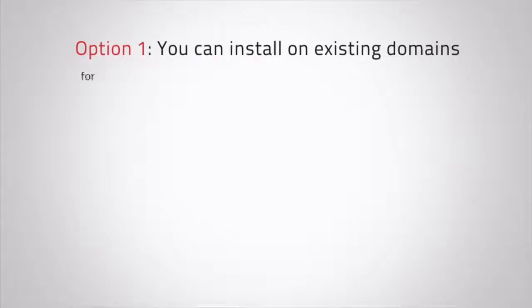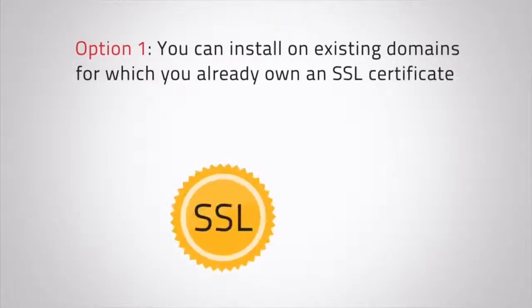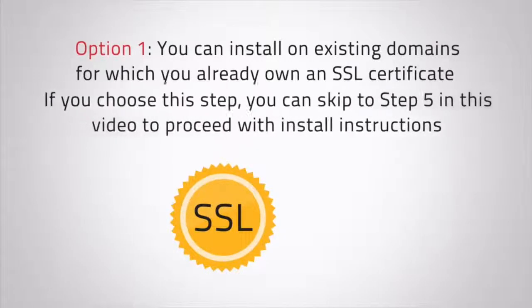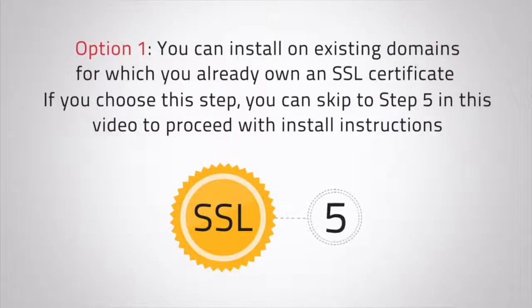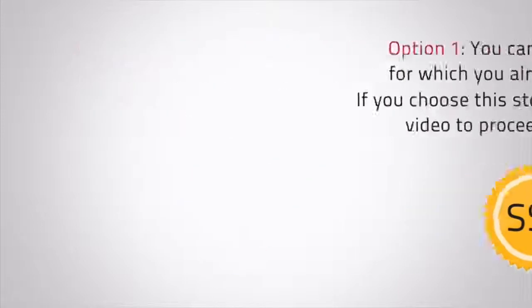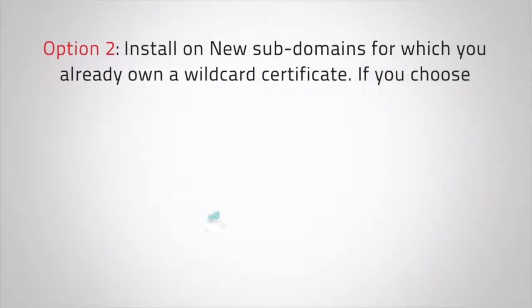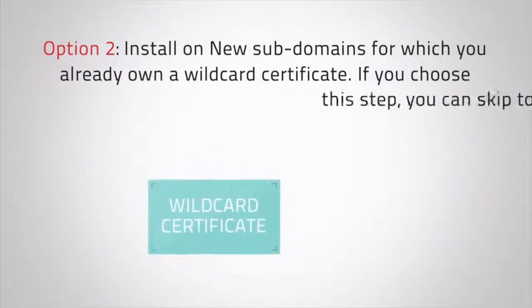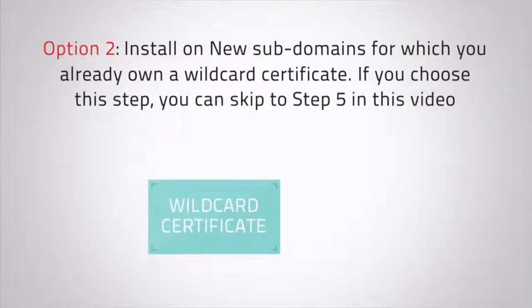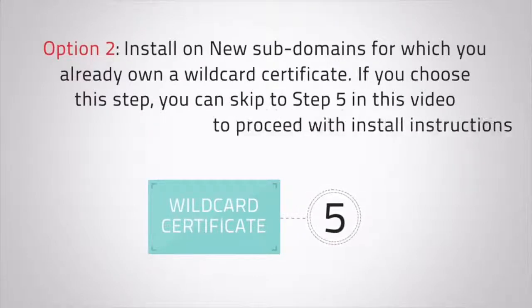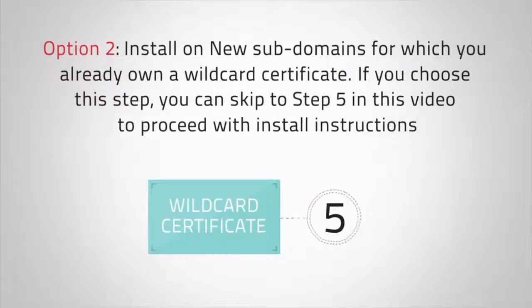Option 1. You can install on existing domains for which you already own an SSL certificate. If you choose this step, you can skip to step 5 in this video to proceed with install instructions. Option 2. Install on new subdomains for which you already own a wildcard certificate. If you choose this step, you can skip to step 5 in this video to proceed with install instructions.